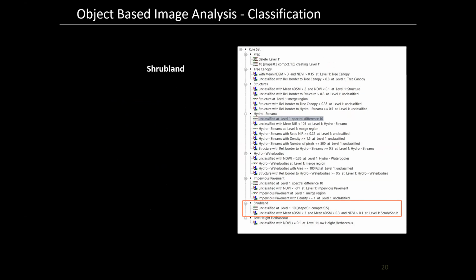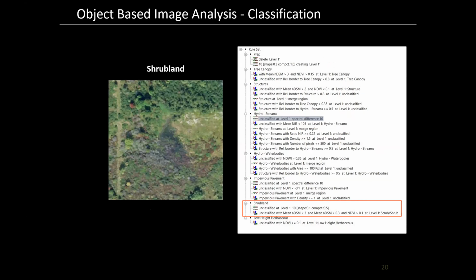And finally, the last class is shrubland. The shrubland is the medium height objects with high NDVI values. They range from 3 meters to 1 meter. And then just like trees, they have a high NDVI value. And then that was able to extract the shrubland.